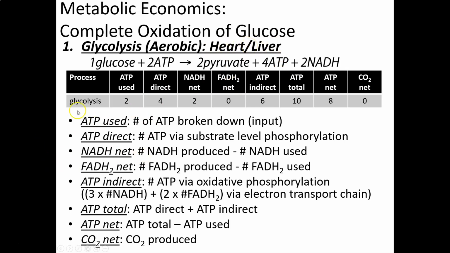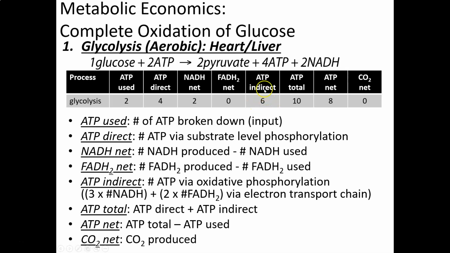Okay, so the first process is glycolysis. We always use 2 to get glycolysis started. We get 4 ATP direct. Remember, this is for a whole glucose molecule. We get 2 NADH in that process. This is NADH net. And remember, using the heart and liver and the malate aspartate shuttle, the NADH that we have outside the mitochondria gets transferred to NADH inside the mitochondria. So that works. All right, so that's 2. No FADH2 here yet.